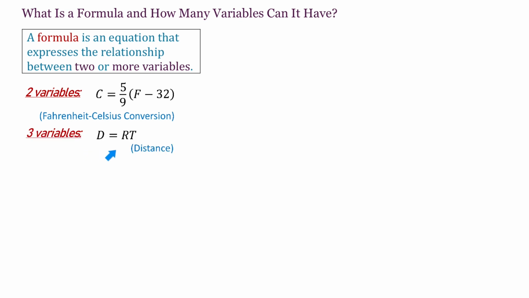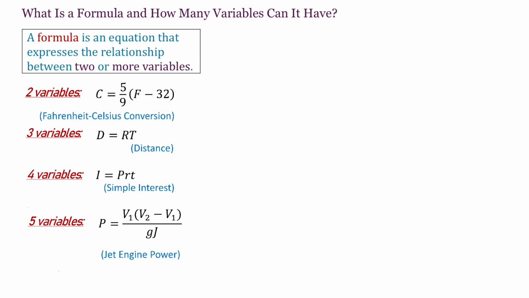D equals R times T is a formula that has three variables, and it tells us that if we multiply the rate and the time, we will get the distance. I equals PRT has four variables, and this is the formula for the simple interest, and we find it by multiplying the principal, the rate, and the time.